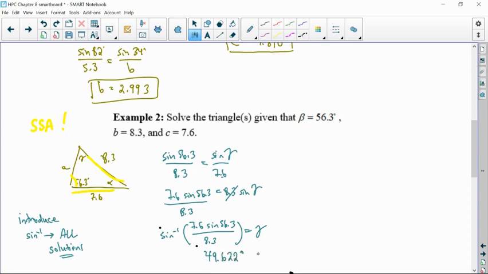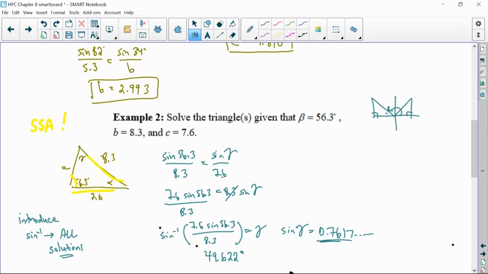49.622 degrees. But that's not the only angle that would have that particular ratio. Remember, before I did this inverse sine, I had a ratio. If you checked your calculator, the sine of gamma is equal to 0.7617 something, right? In the unit circle, sine is positive in quadrant 1, but it's also positive in quadrant 2. So I could come up with another angle that has this exact same ratio in quadrant 2.